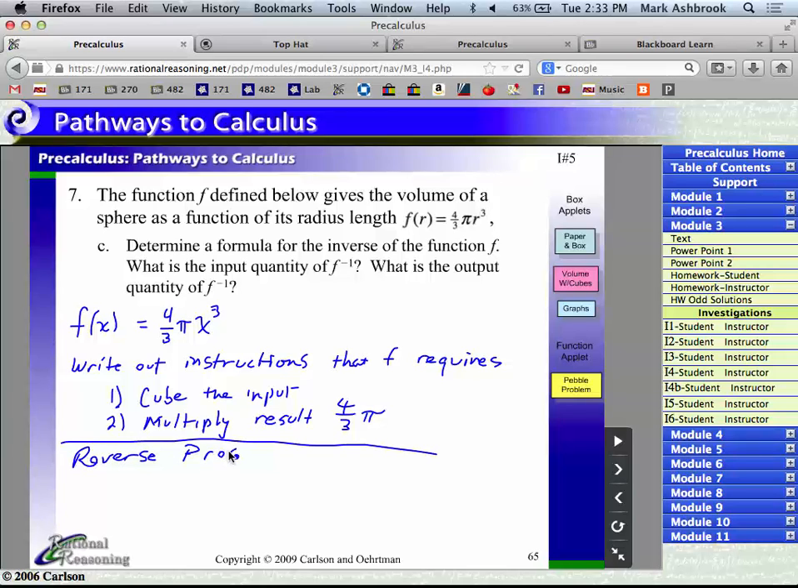So what's the reverse process? In the reverse process, what would you do first? The output of this process is our input. And what would you do first with the input? If we're going to roll this back, we're going to reverse this. I would say square root, but no, we're going to roll it back. So what would we do first to reverse this process? Divide by 4/3 pi, and then after that, we're going to take that result and cube root the result.